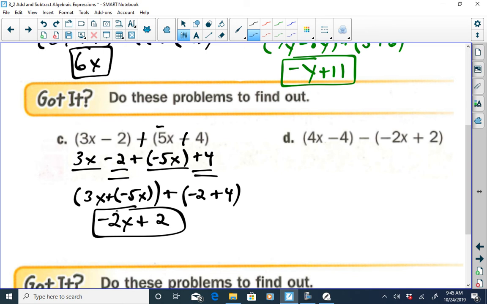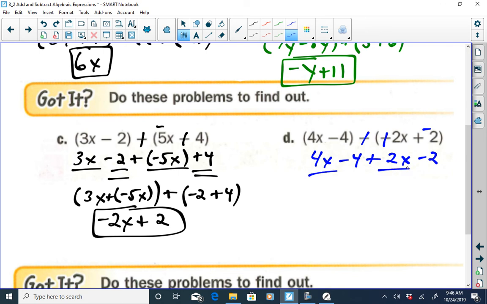All right, and we'll make this the last example. Once again, I see that I have a subtraction problem, so we have to use the additive inverse. So I add the opposite of each of the terms in the parentheses. We change the subtraction sign to an addition sign, and we change this negative 2x to its opposite, positive 2x. We change this positive 2 to its opposite, which is negative 2. Notice that we never change signs in that first expression, right? Please don't make that mistake. Now we have an addition problem, and we remove our parentheses. 4x minus 4 plus 2x minus 2.